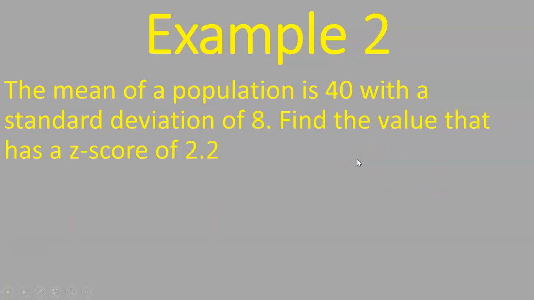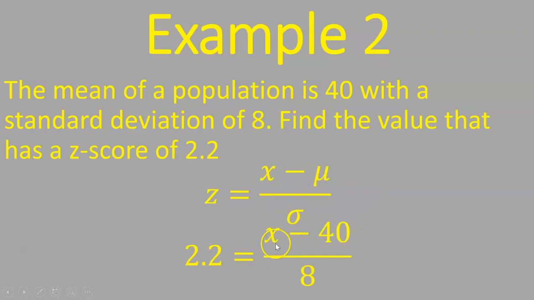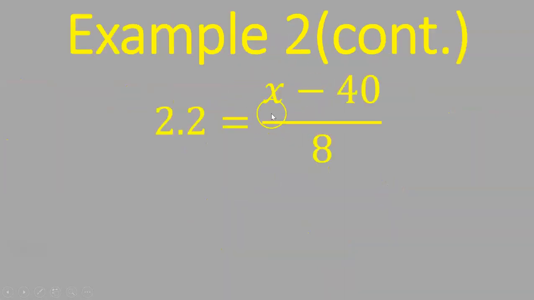The mean of a population is 40 with a standard deviation of 8. Find the value that has a z-score of 2.2. So here the isolated variable is z, but we actually know the z-score. When we insert this, it's x, the measure we're looking for here, so we have to do a little bit of algebra. There's the same formula, that's where we were.